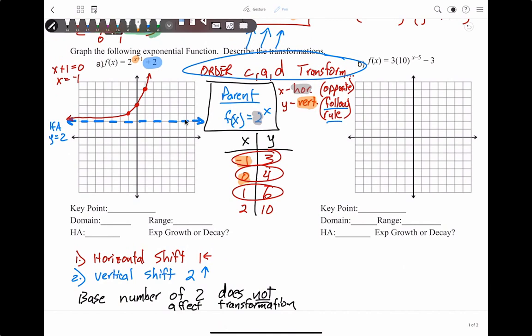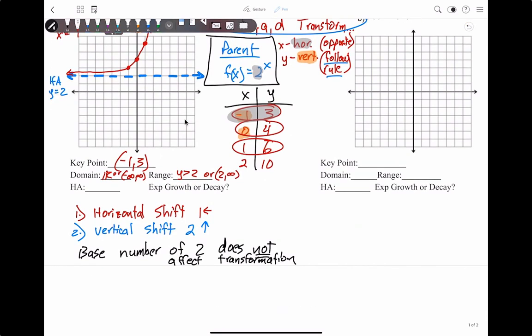That was a transformation. The key point in starting all of this was making my power 0. -1 as an x value made that happen, so my key point is going to be -1, 3. Looking at this red graph, it looks like the domain is all real numbers, or you could put -infinity to +infinity, however you want to write it. And the range is going to be y is greater than 2, or 2 to infinity, not touching 2 and never touching infinity.